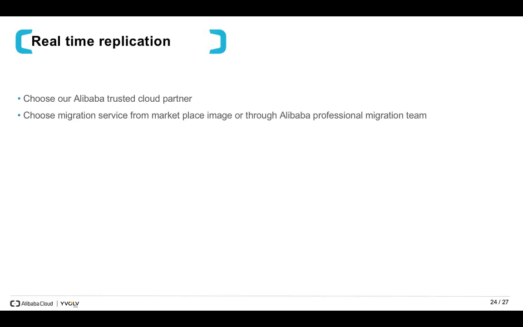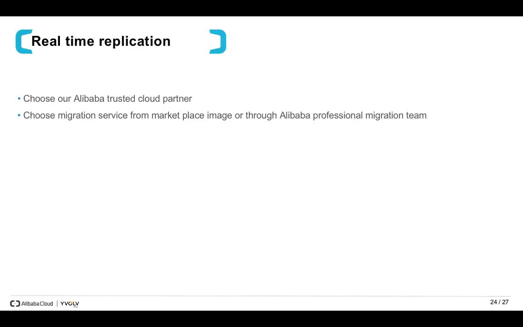The next important thing when we talk about migration, most of you might ask, how do I do a real-time replication? So here is the answer. If your application or your business needs real-time replication for some reason, you might have to choose our trusted Alibaba Cloud partner, or you can choose to pick some of our marketplace images which are readily available.